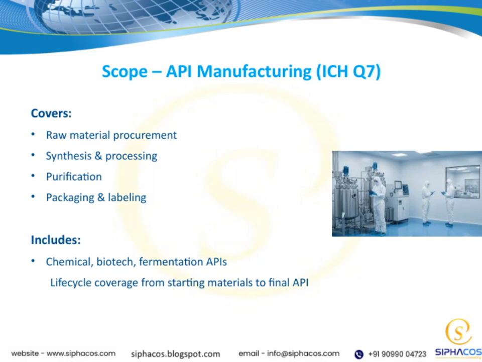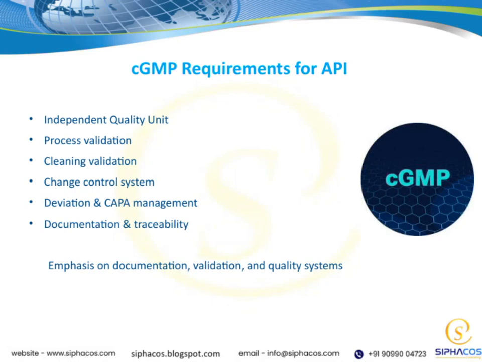So overall, this scope ensures that every step of API manufacturing aligns with quality standards, supporting the integrity and safety of pharmaceutical products throughout their life cycle. Now, let's take a closer look at the cGMP requirements for active pharmaceutical ingredients, or APIs. One of the fundamental aspects is the establishment of an independent quality unit. This unit is responsible for overseeing all quality aspects and ensuring compliance throughout the manufacturing process.